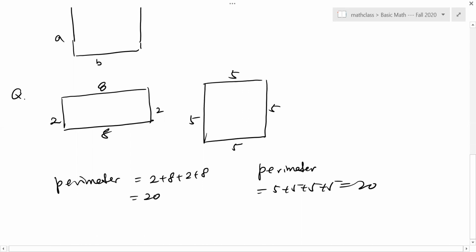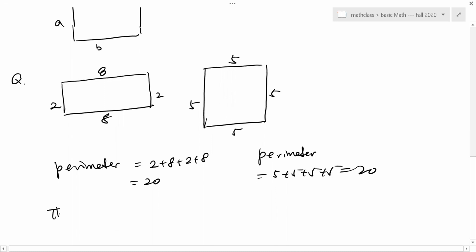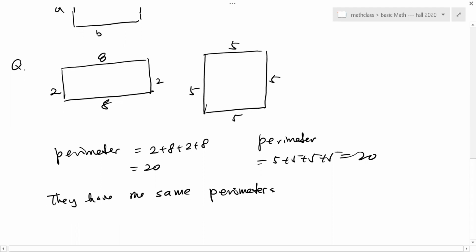And then you need the same length of the fence, right? Clear. Now, what's the difference between them? They both have the same parameters, okay? Now, clearly they look different, right?